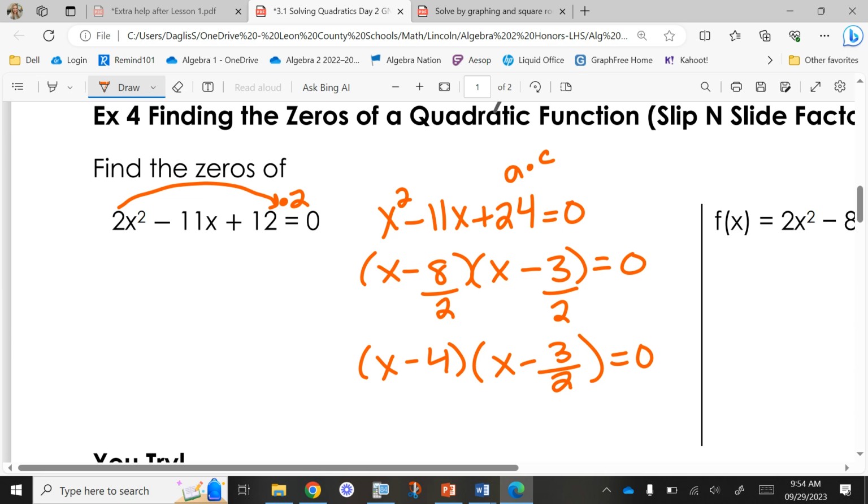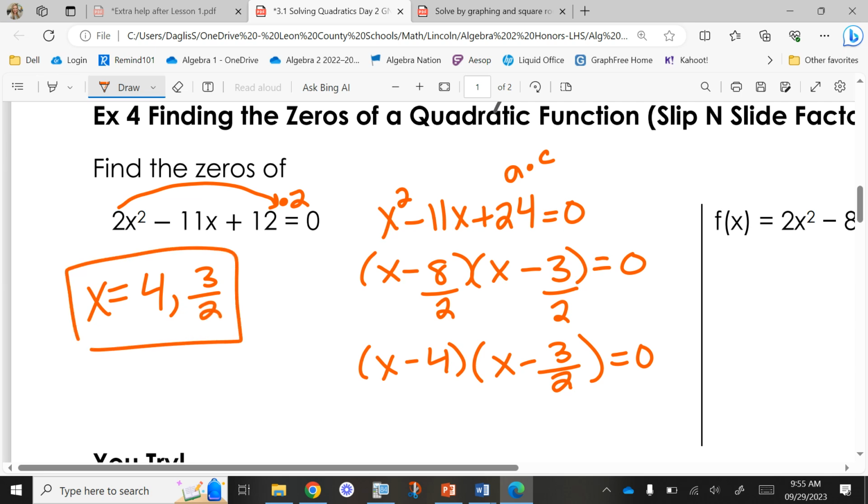So now, what are my 2 solutions? 4 and 3 halves. X equals 4 and x equals 3 over 2. What's up?